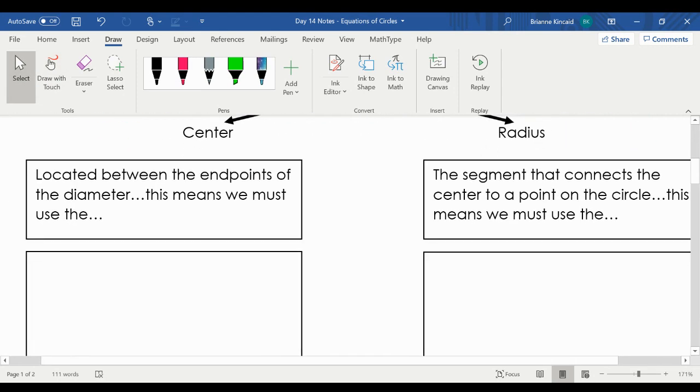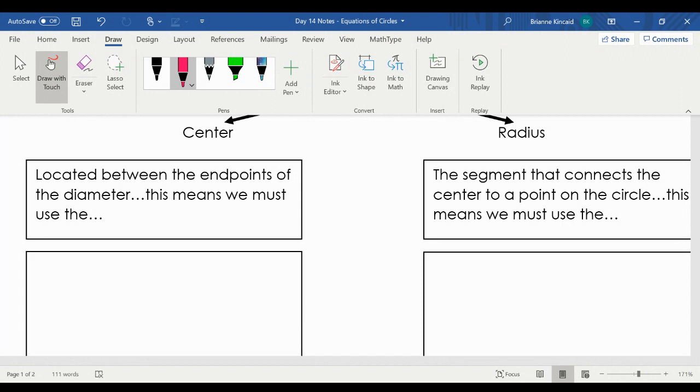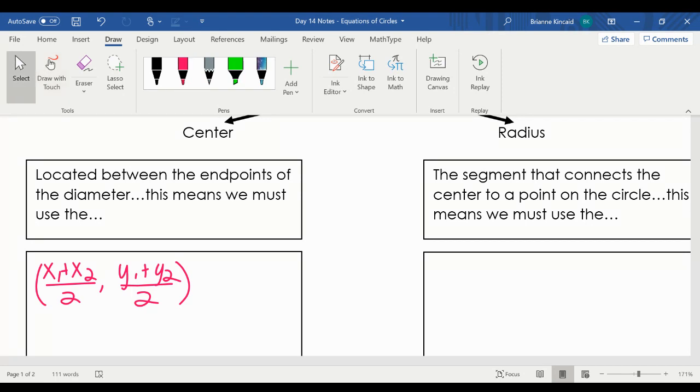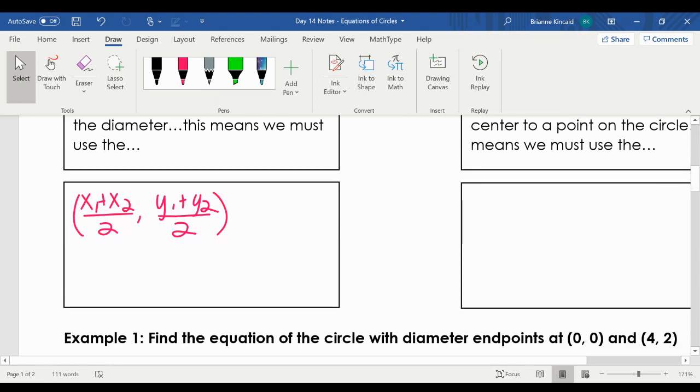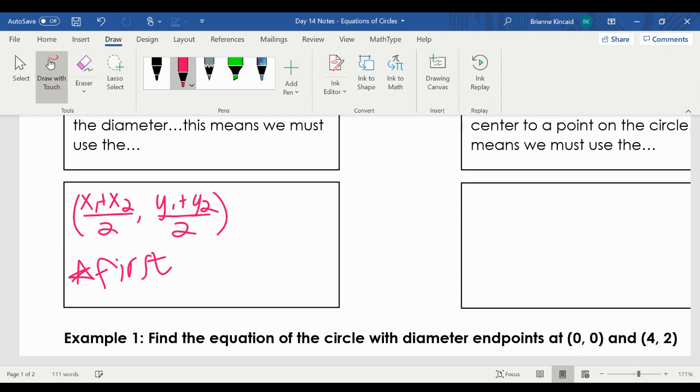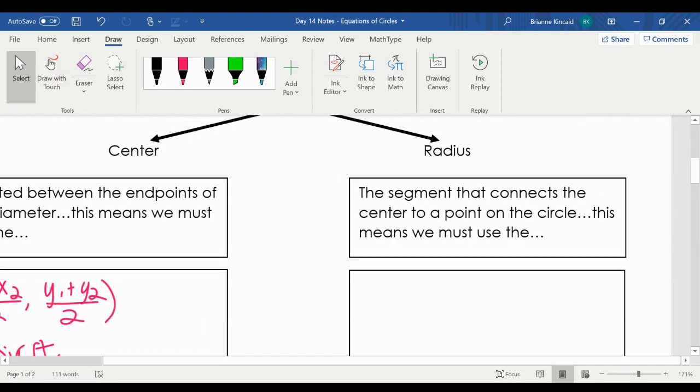That means we need to use the midpoint formula, which if you remember is x1 plus x2 divided by 2 and y1 plus y2 divided by 2. Another way of thinking about it is finding the midpoint is just finding the average between the x-coordinates and the average between the y-coordinates. After we find the center, this has to happen first. You cannot find the radius without finding the midpoint first, or finding the center first.